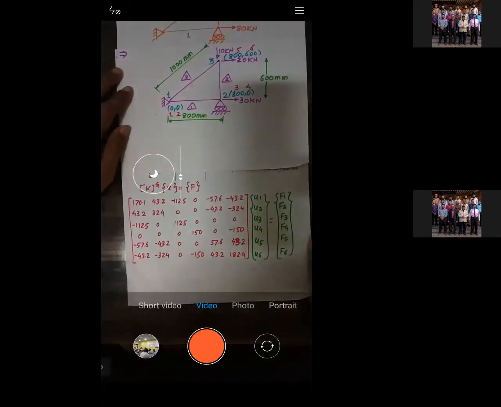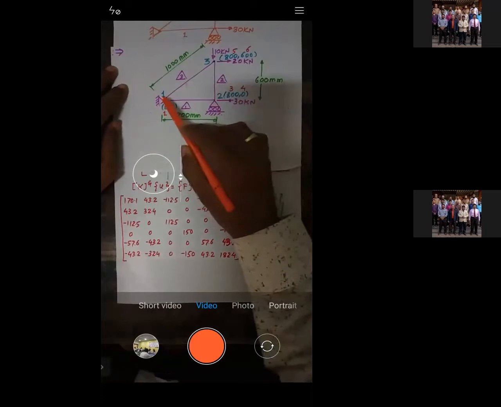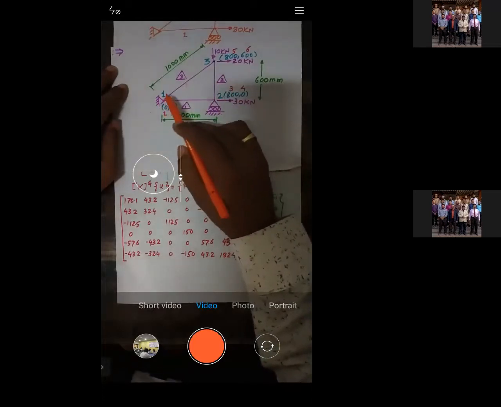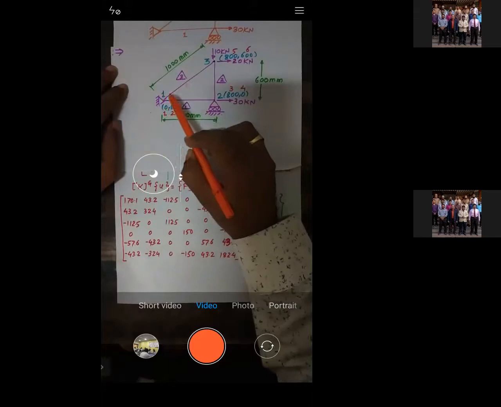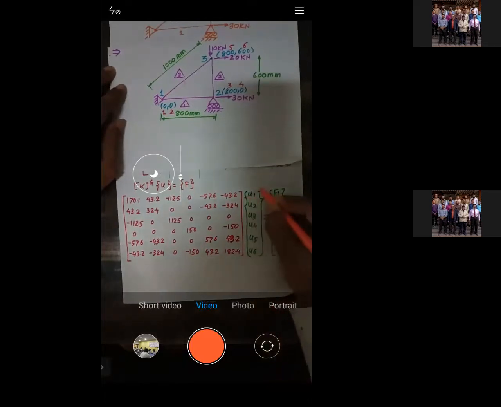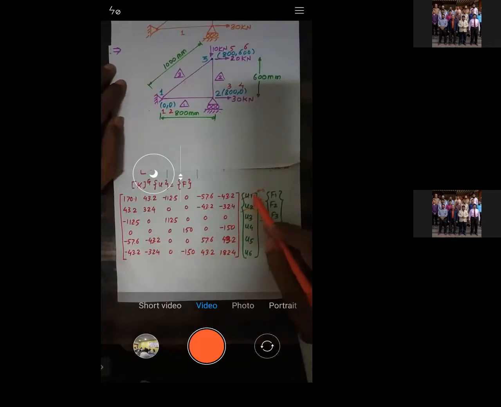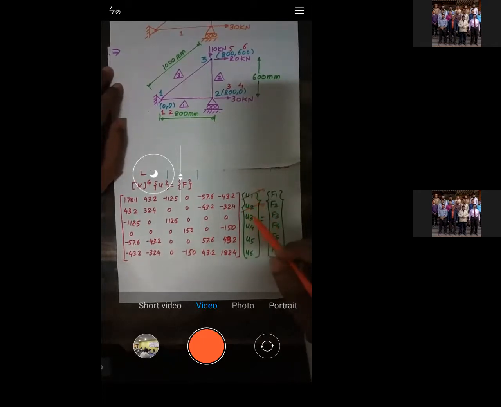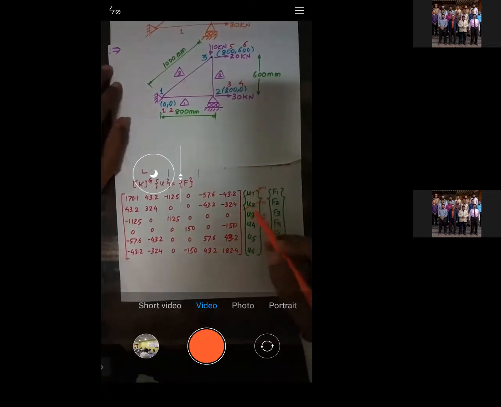Now, all of you can see node 1. At node 1 we have a fixed support. With respect to node 1, the degrees of freedom are 1 and 2. So I will make U1 as 0 and U2 as 0. Try to understand: U1 and U2 are associated with node 1, and as node 1 is fixed, node 1 cannot move in any direction. That means the displacement at node 1 is 0.